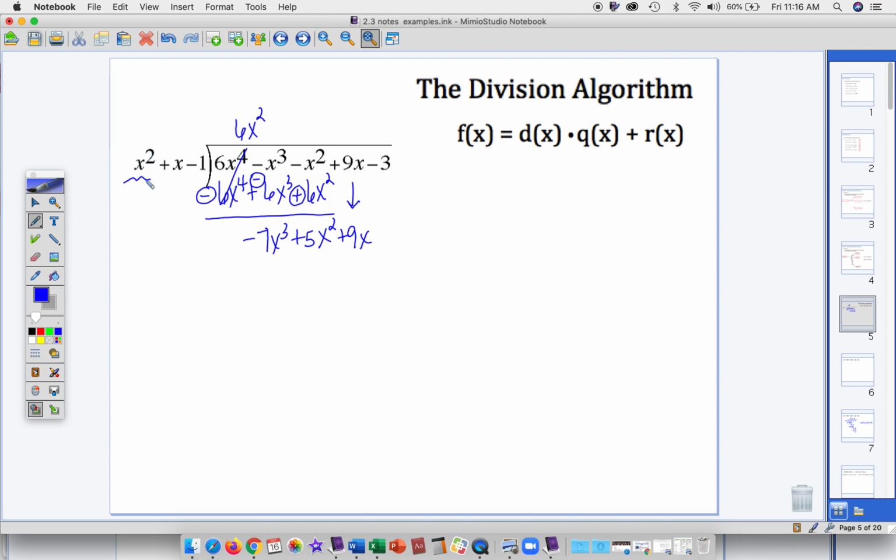And I start the process all over again. So now I'm dividing the x squared into the negative 7x cubed, which gives me negative 7x. Distribute the negative 7x over all three terms. So I have negative 7x squared and plus 7x. Change my signs. Combine the terms, so these drop out. I have 12x squared. That's plus 2x. And bring down the minus 3.